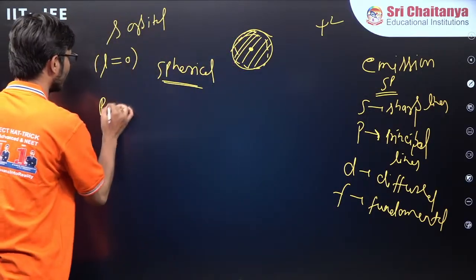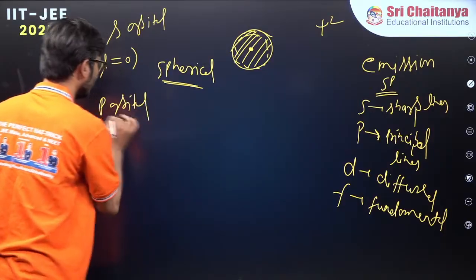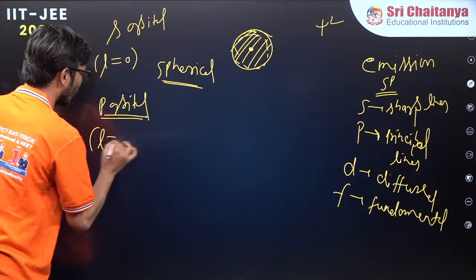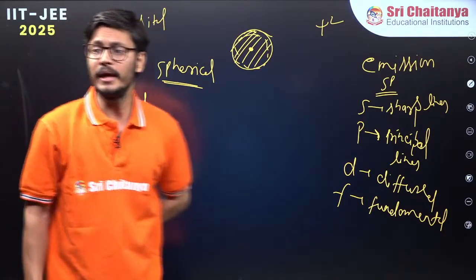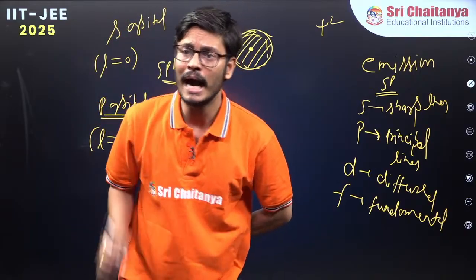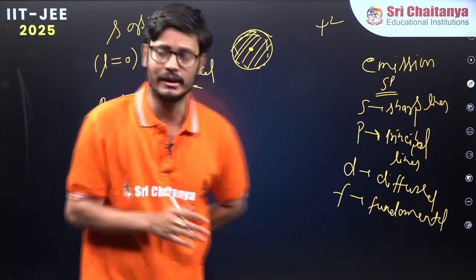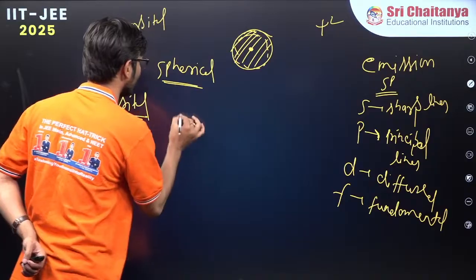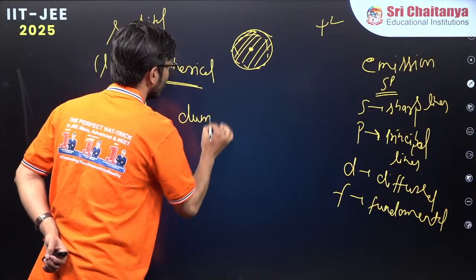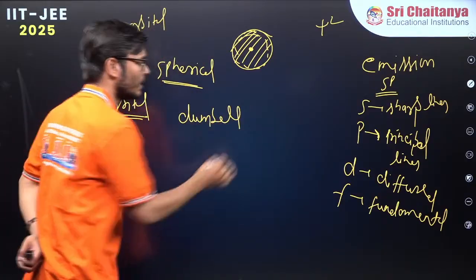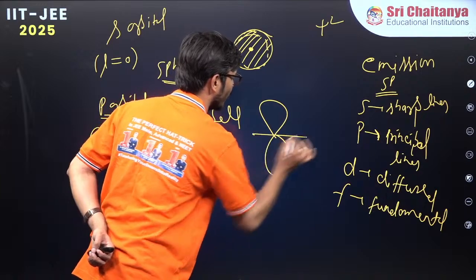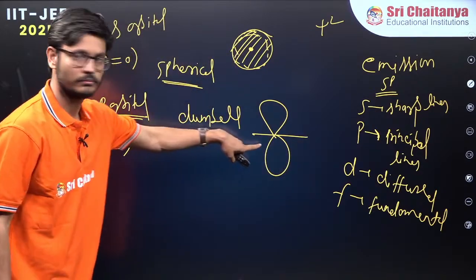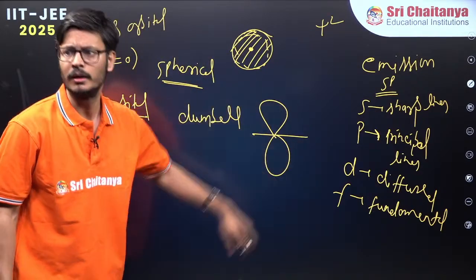What about the P orbital, sir? The L value of the P orbital is equal to 1. How does it look? Let us see. The shape of P is dumbbell shape. This is the dumbbell shape, so this is the P orbital. Is it clear to everyone?